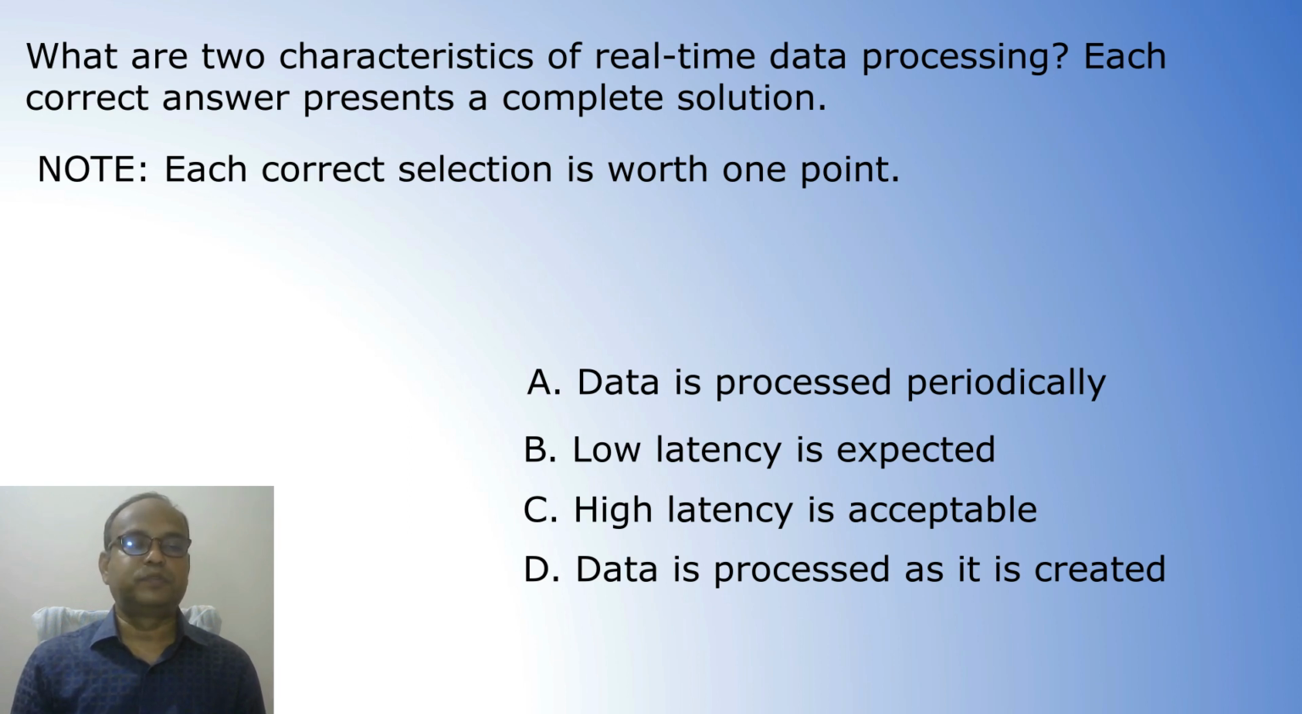Answer. In option A, data is processed periodically, not real time. So this option is incorrect. In option C, it is said that high latency is acceptable, but for real-time data processing, minimal latency is required. So this option is incorrect. Option B and D are correct because real-time processing deals with streams of data that are captured in real time and processed with minimal latency to generate real-time or near real-time reports or automated responses.